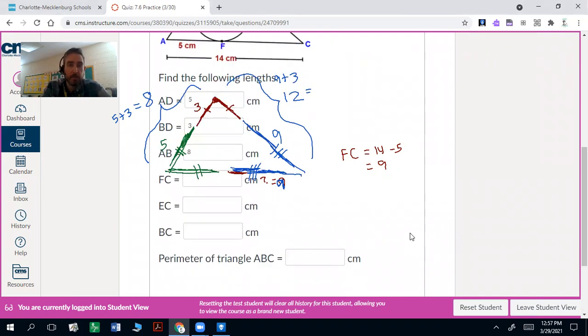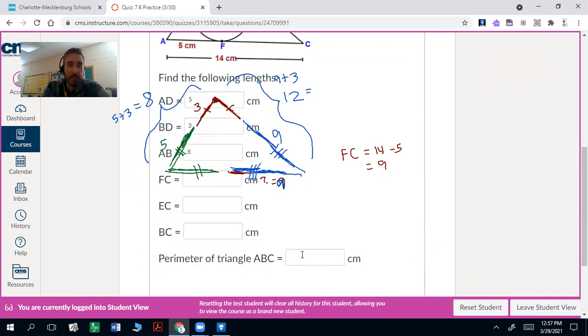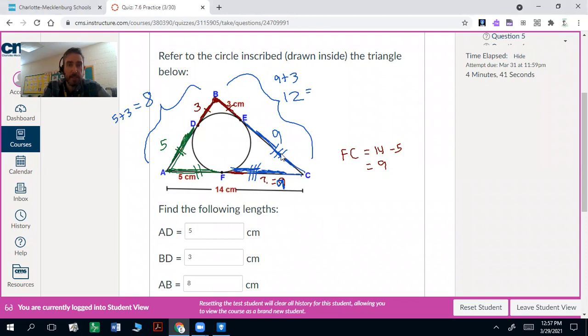All right, let's go to the next ones. After that, it wants to know FC, EC, and BC. So let me go through here again. FC is 9. EC is 9. And BC is 12.